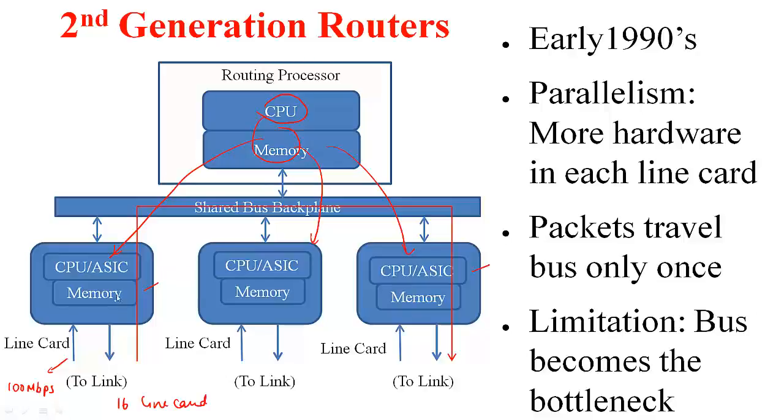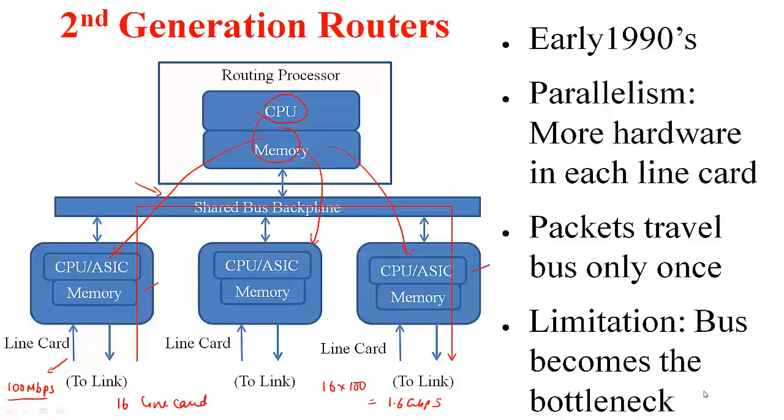The worst case happens when each of the line cards is receiving data at 100 Mbps. So if you don't want any queues to build up in your line cards, your bus should operate at 16 times 100 Mbps, that is 1.6 Gbps. What if these line cards are 1 Gbps links? Then your bus has to operate at 16 Gbps. Now there is a limit to how much speed this bus can operate at.